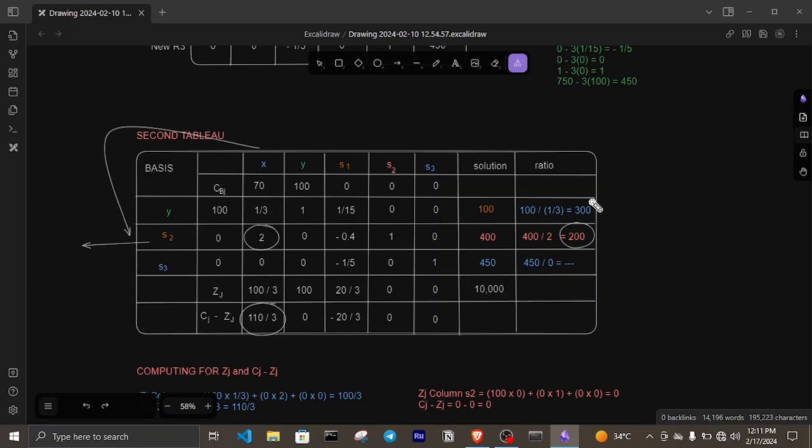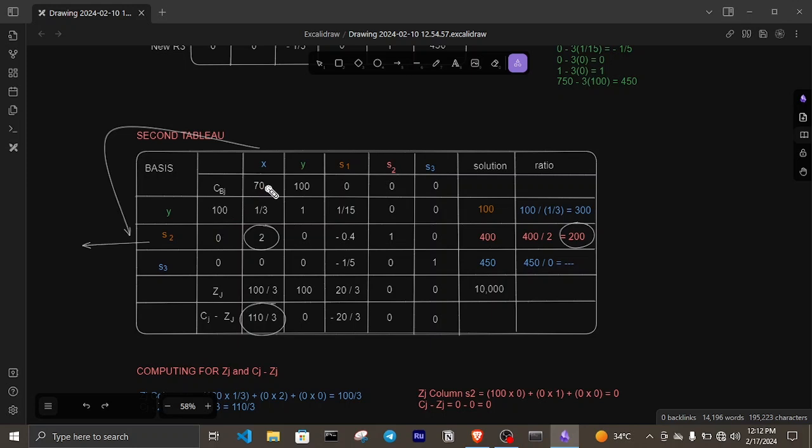Now between 300 and 200, obviously 200 is the positive lowest value. So that becomes our key row, right? Now the intersection of our key row and our key column, the value element there becomes our pivot. So 2, which is the intersection of these row and column, becomes our pivot. And since this is our key column, the value there, which is x, is going to replace the value on our key row, right? So that means that x is going to replace S2. So the value 70 will replace the 0 down here.